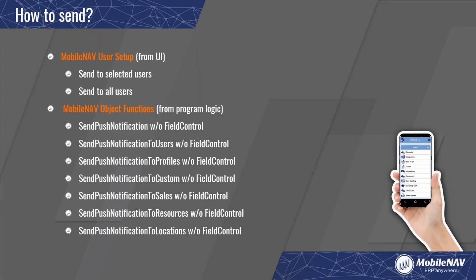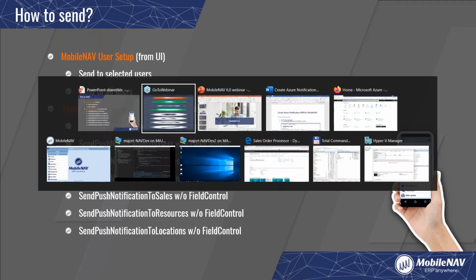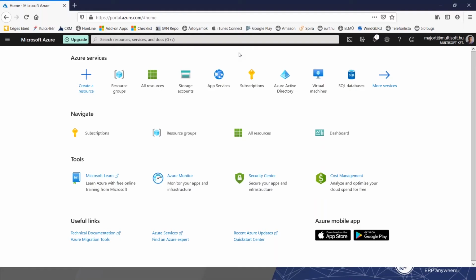And with those, you can send push notifications to users or to certain profiles or to custom categories, because we have also enabled defining custom categories, and you can also send out push notifications to a certain group, which is a custom group. Then you can send out to salespersons or resource numbers or locations as well. So these are the different functions. I will try to show these different options. But now let's try the impossible and put together this push notification stuff.